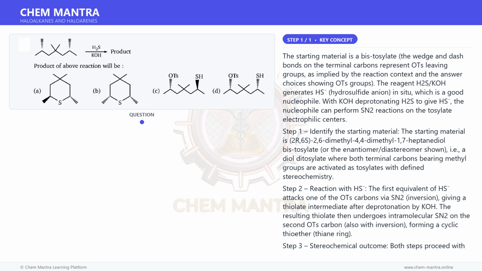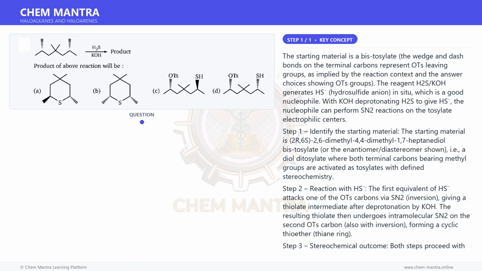Step 4. Why not other options? A shows one methyl on a bold wedge and one on a dash. This would result from only one inversion or a different stereochemical relationship, inconsistent with double SN2. C and D show open-chain monosubstitution products where only one OTs was replaced by SH. These would form if the intramolecular cyclization did not occur, but given the favorable six-membered ring formation and the conditions, KOH present to deprotonate, cyclization is strongly favored.